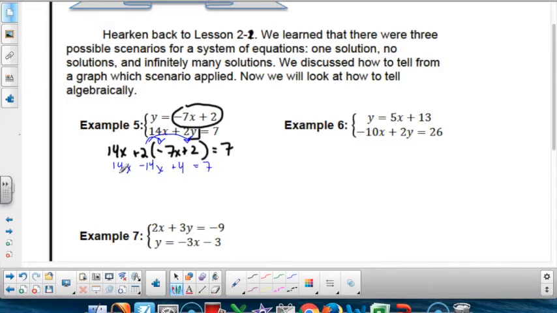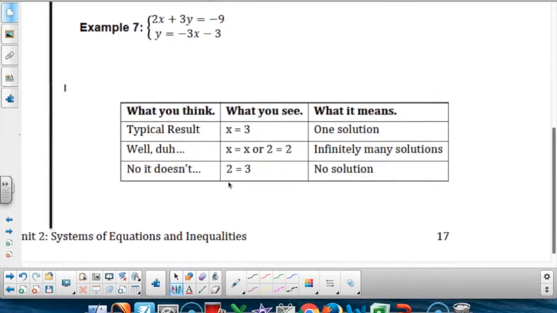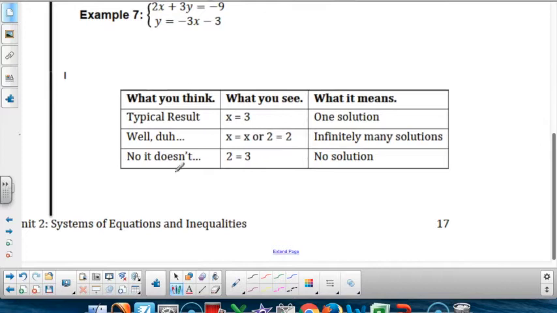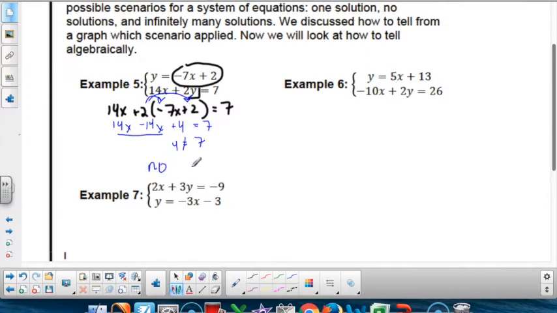So when I go to combine my like terms, 14x minus 14x is 0, and I'm left with 4 equals 7, which is not true. Just like back in Unit 1, if you end up with something that is not true, if you think to yourself, no, that's not true, 4 does not equal 7, then your answer is no solution. These 2 lines will run parallel to each other. I'm not going to show you the graph again because I've already done that, but those 2 lines will run parallel, so there's no solution.